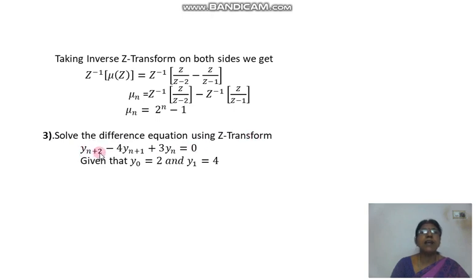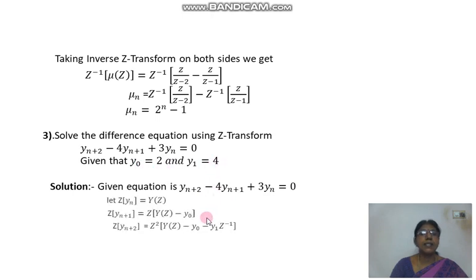Again, this is given in y_n. The problem is y_{n+2} minus 4y_{n+1} plus 3y_n is equal to 0, given the conditions y_0 is equal to 2 and y_1 is equal to 4. Okay, see the solution. The given equation is y_{n+2} minus 4y_{n+1} plus 3y_n is equal to 0. This is the given difference equation, with these conditions y_0 is equal to 2, y_1 is equal to 4.